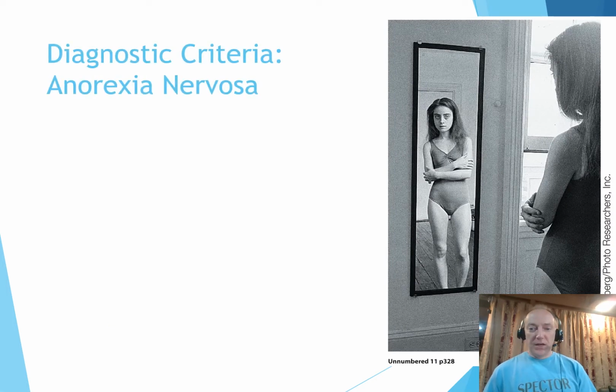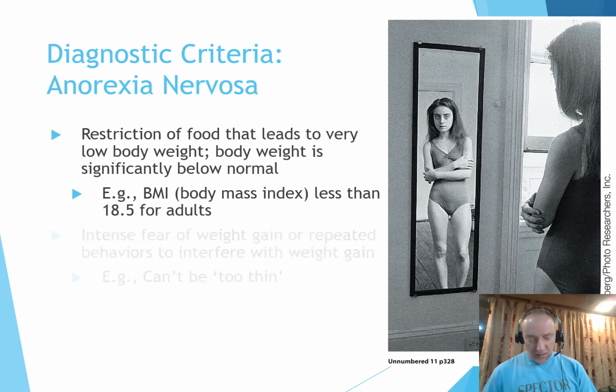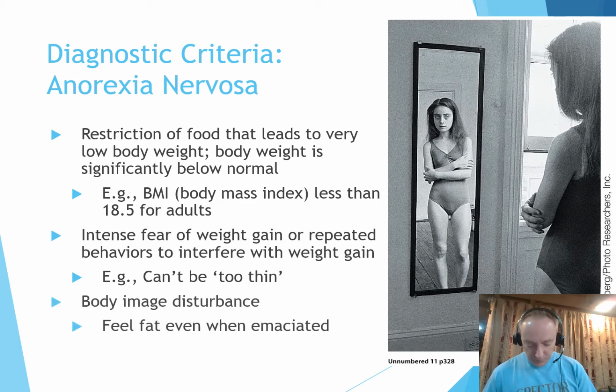So let's start with anorexia nervosa. In anorexia nervosa, the main symptom is restriction of food that leads to significantly low body weight. And even though their body weight is getting incredibly low, and by all objective standards, they might look skeletal, these individuals will still have an intense fear of weight gain and still perceive themselves as fat, even if they are emaciated.